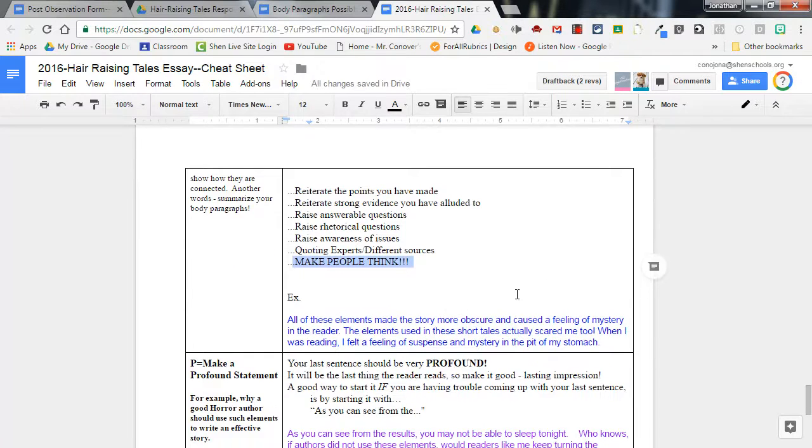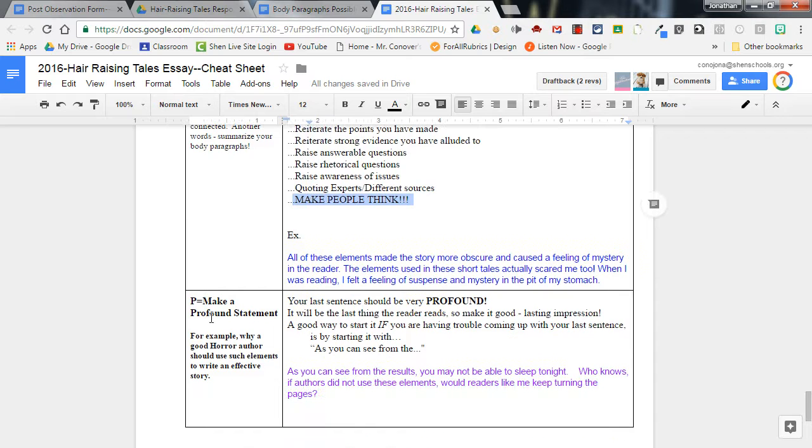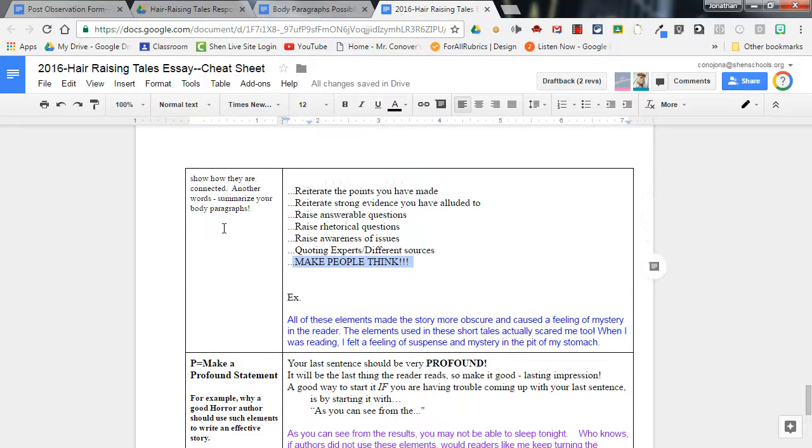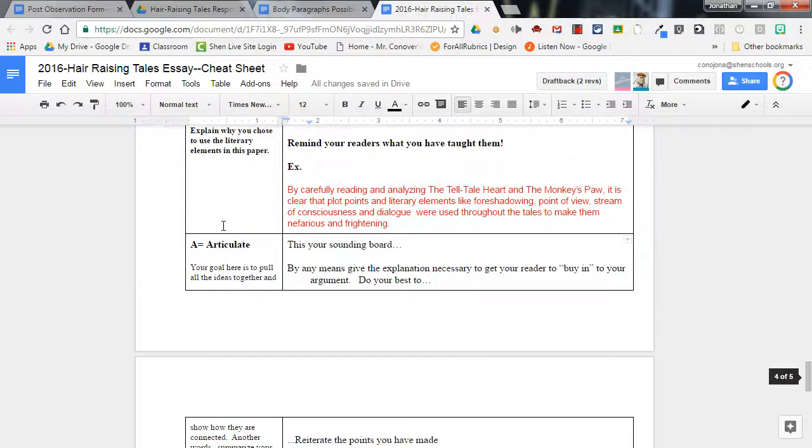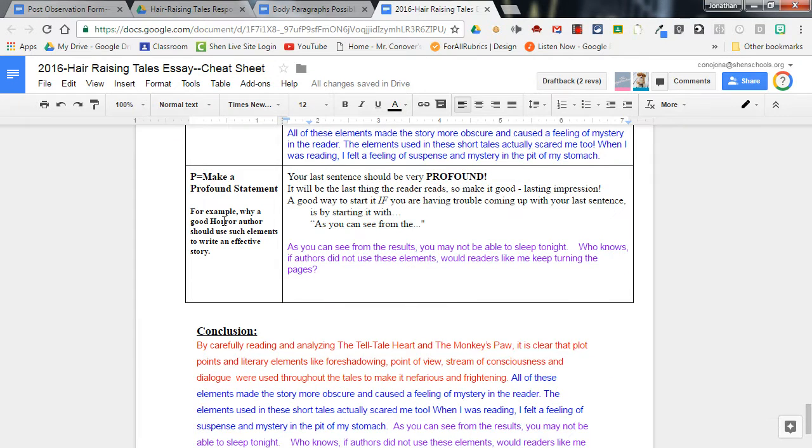Here's an example. It doesn't have to be long because it's a conclusion, but it says all of these elements in the story made it more obscure and caused a feeling of mystery in the reader. These elements used in these short tales actually scared me too. When I was reading, I felt a feeling of suspense and mystery in the pit of my stomach. It makes people think, makes people buy in, it personalizes it. Finally, the last piece is the profound statement, RAP: restate, articulate, and P, make a profound statement.